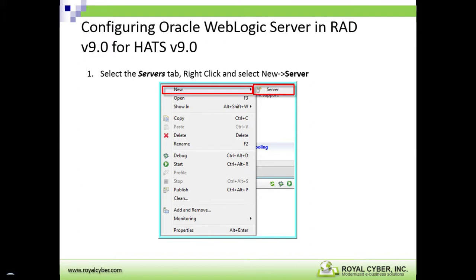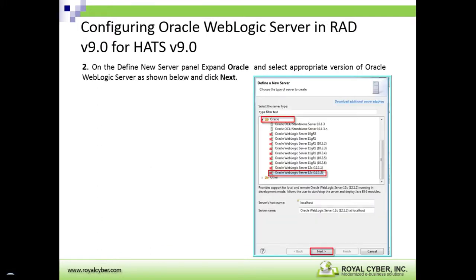From the server tab, as you can see in this slide, select server, select new and then server. On the define new server panel, expand Oracle because we want to add Oracle WebLogic server. So expand Oracle and select the appropriate WebLogic server and then click next.